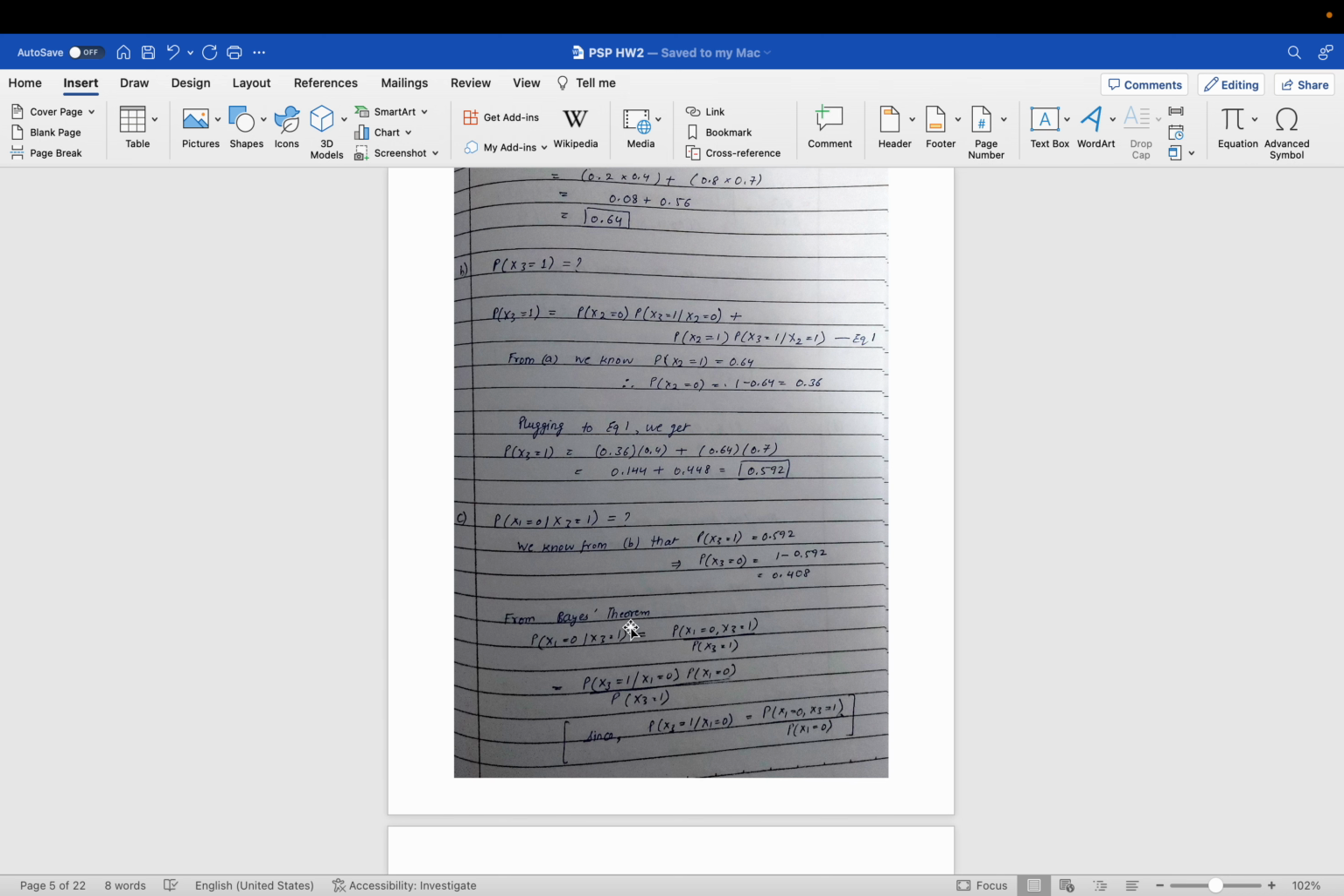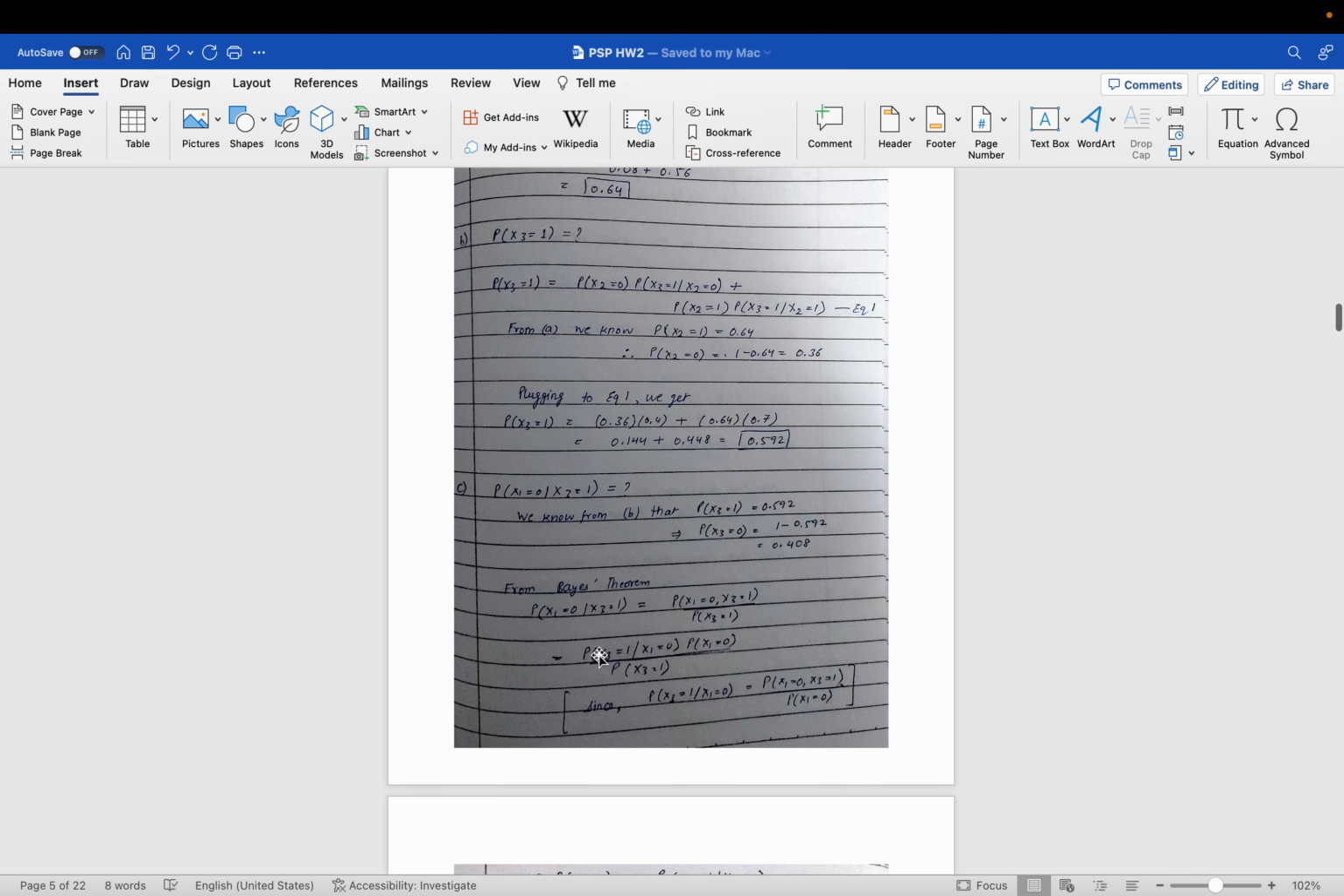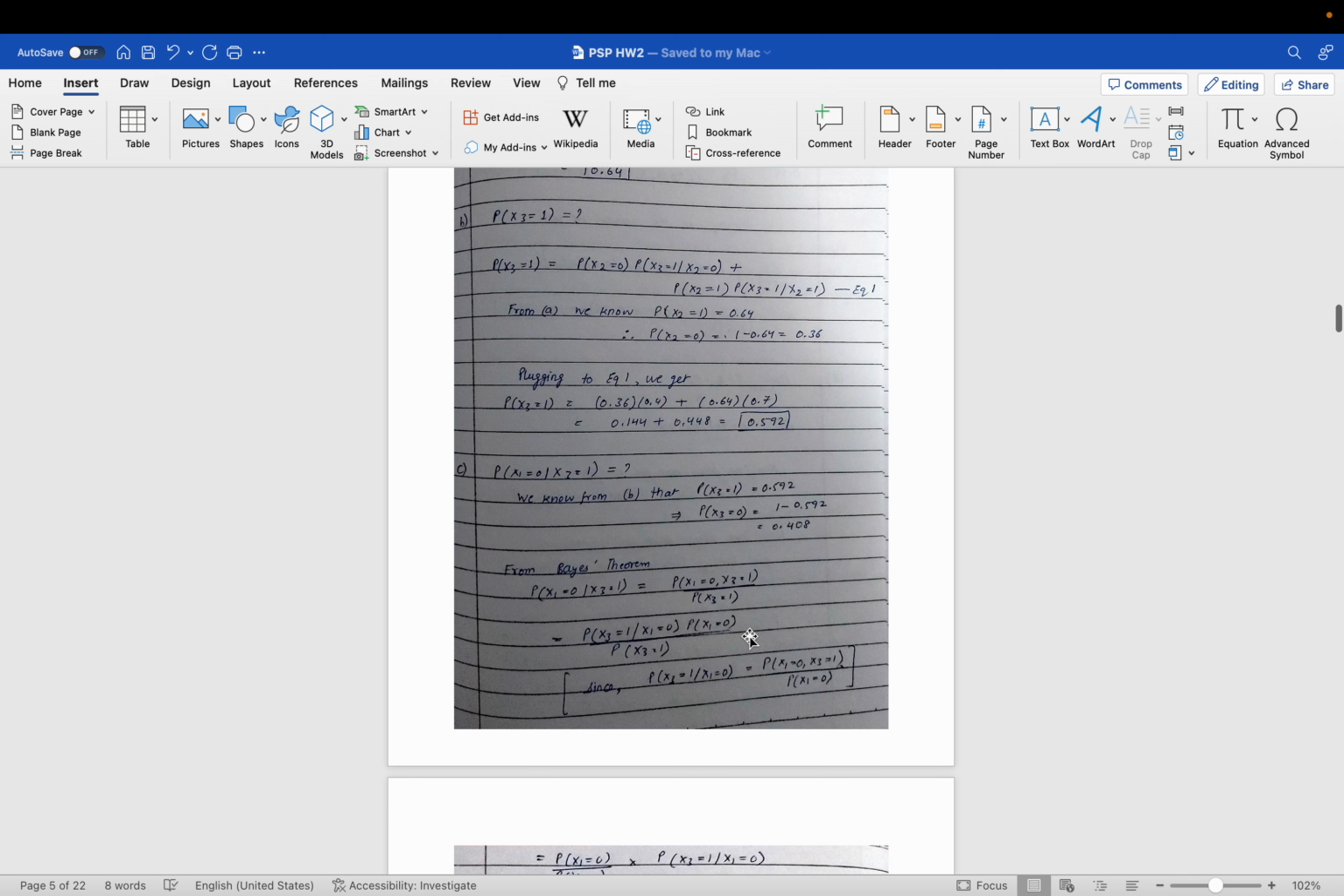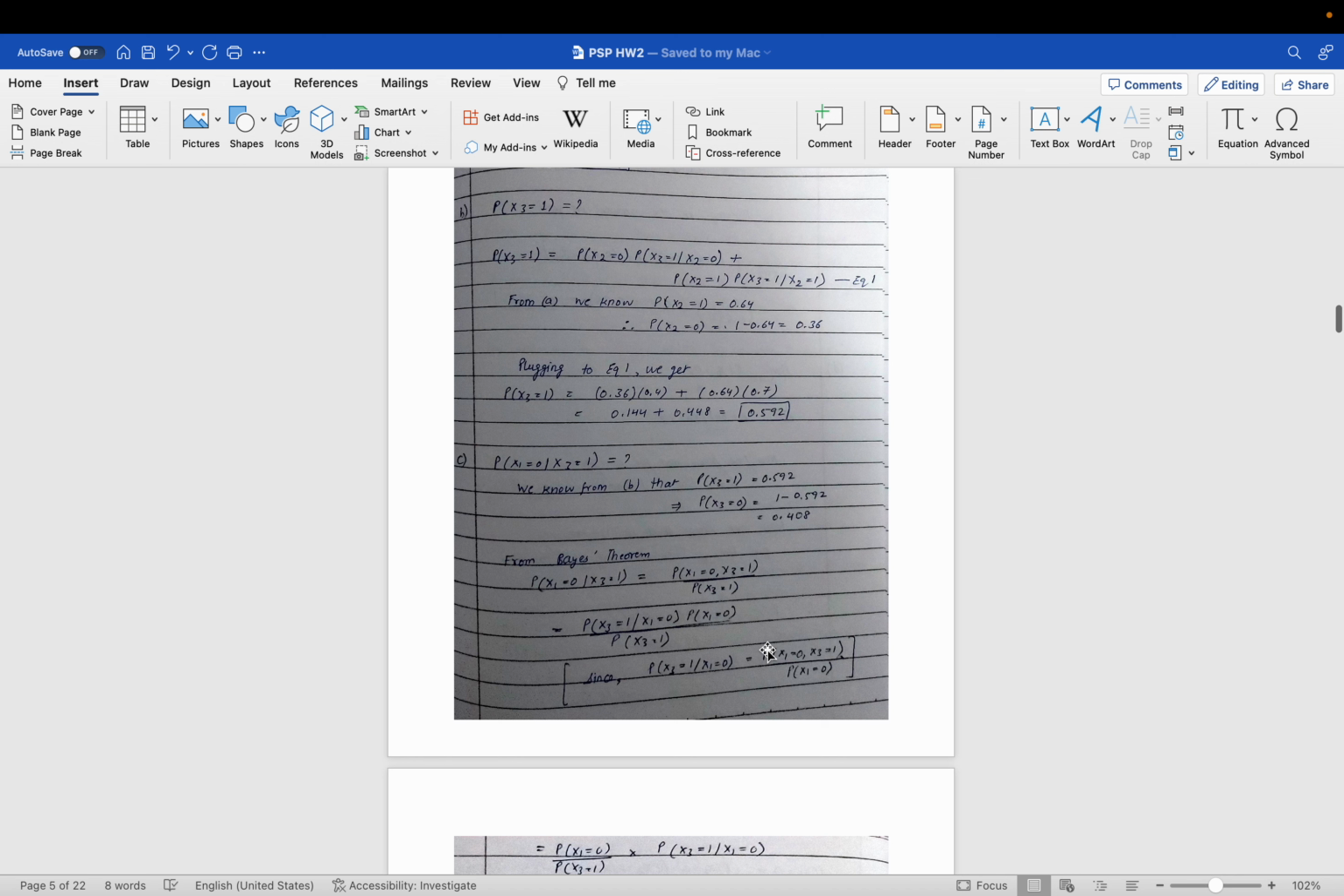So we can simply use Bayes theorem, according to which we'll get the probability of x1 equals 0 given x3 equals 1 as probability of x1 equals 0 and x3 equals 1 divided by probability of x3 equals 1. Now the numerator can further be written as probability of x3 equals 1 given x1 equals 0 times probability of x1 equals 0.